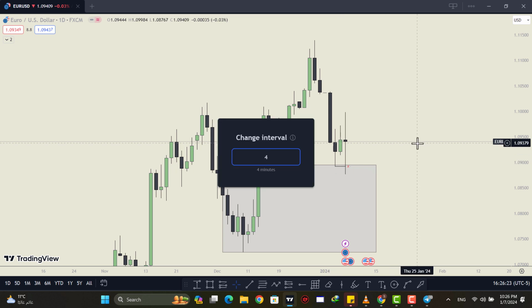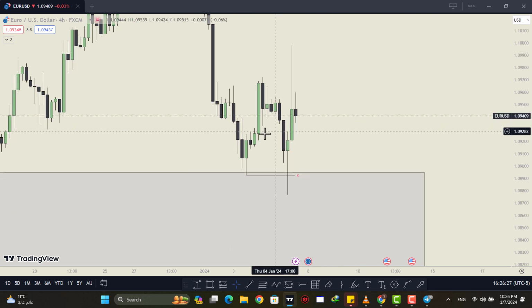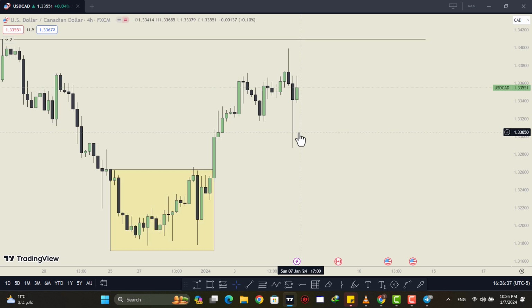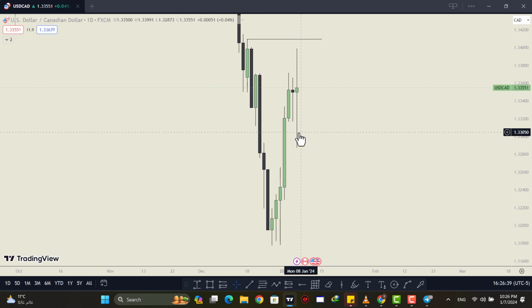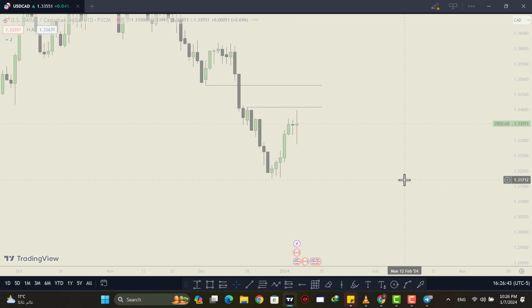If we go to the 4 hour, we are kind of in a consolidation, right? So on EU, I'm waiting for more price action. If we go to the next pair, and this is the US dollar against the Canadian dollar, let's go to the weekly time frame.